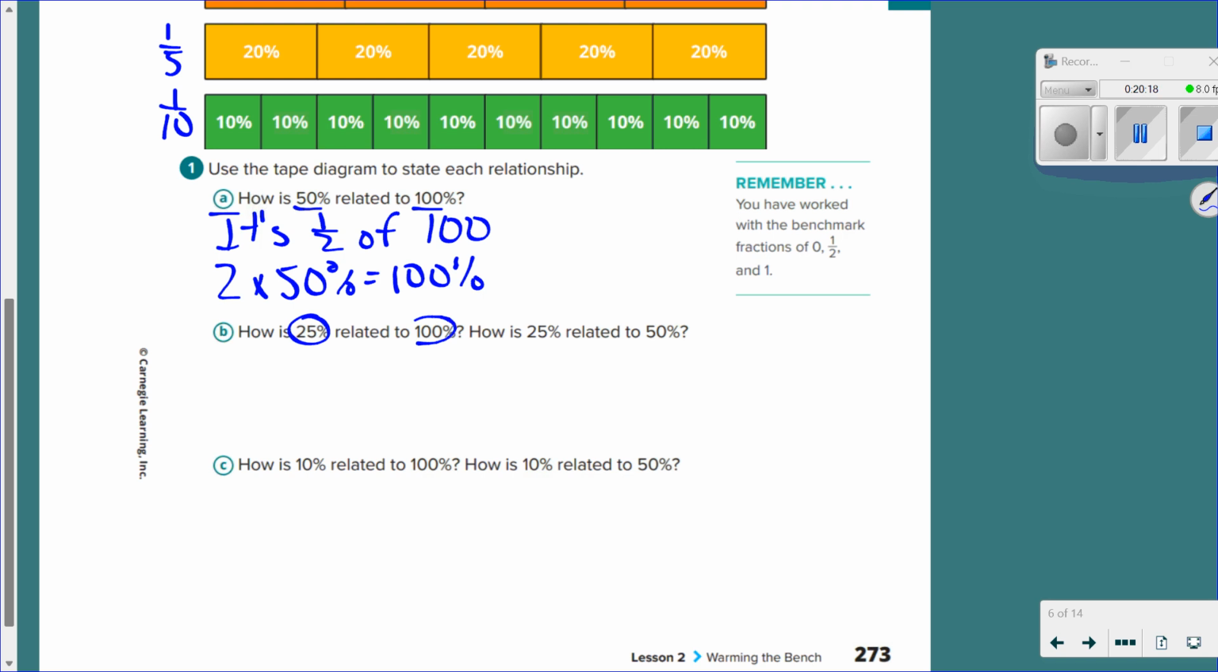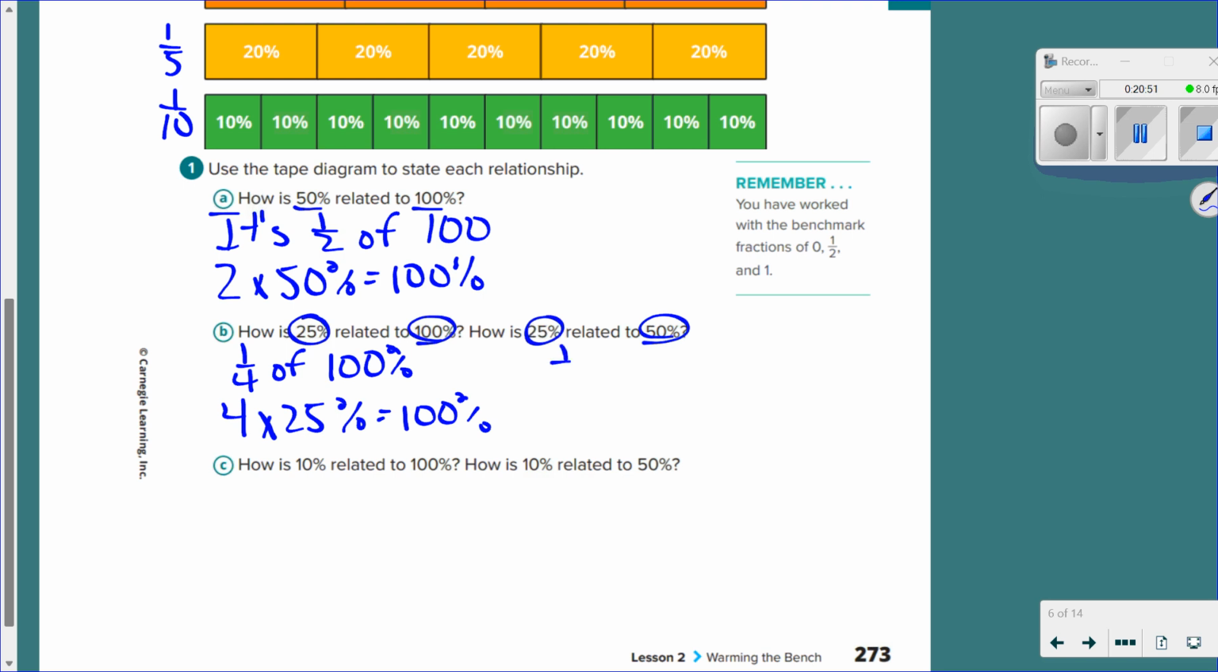How is 25% related to 100%? Ava? It's 1/4 of 100. Or, again, another way I like to think of it, if I think of it in terms of how do I get there, 4 25s gives me 100%, right? What about, now that we've broken it down, could I relate 25 to 50? How would that relation go? What do you think, Isaac? Good. So it's half of 50%. Or we could say 2 25% give us 50%.